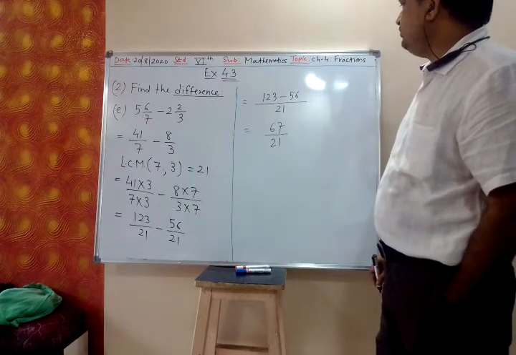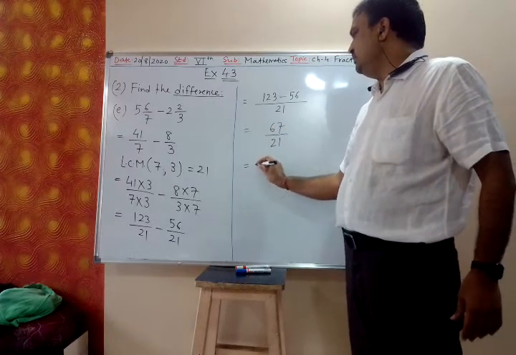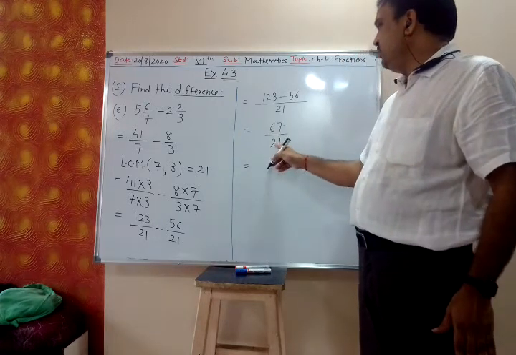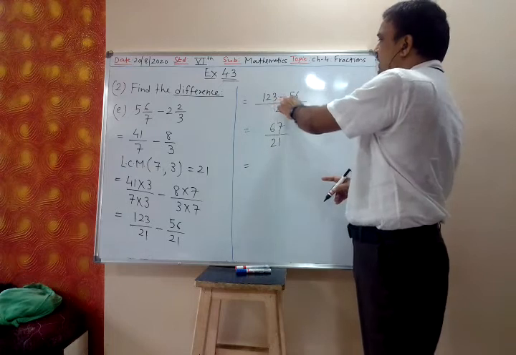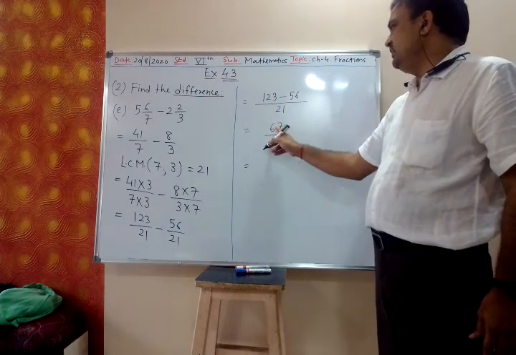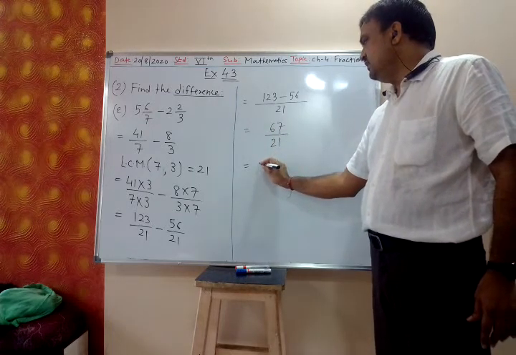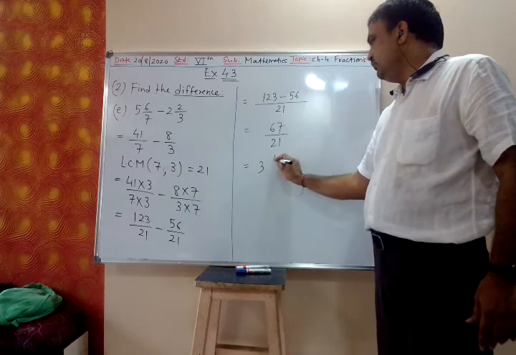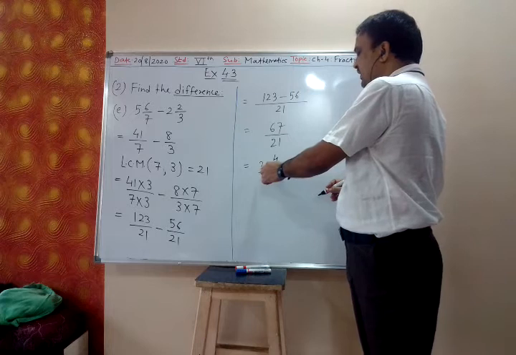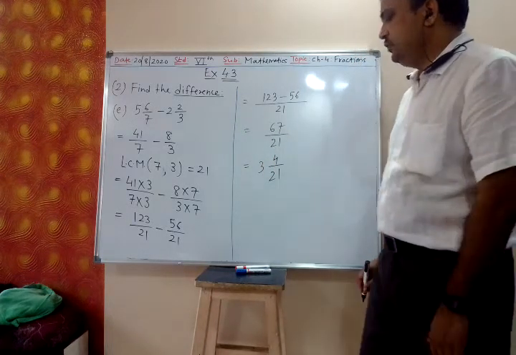Is it clear? So now this 67 upon 21, I have to convert this into a mixed fraction. So divide 67 by 21. So 21 threes are 63, 3 and 4 upon 21. So 21 threes are 63, 63 plus 4, 67. So the answer is 3 and 4 upon 21.